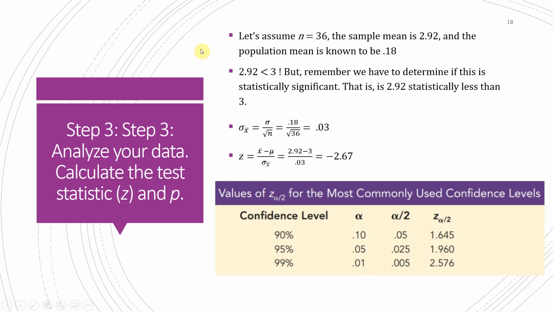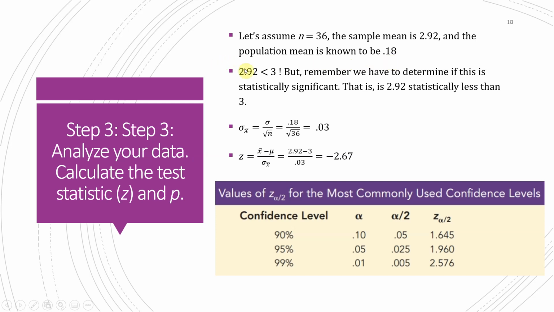So here's the data for step 3. Sorry, that's repetitive. You have to analyze your data. In analyzing our data, we're going to calculate two things, the test statistic and the p-value. Technically, both of them will provide us with enough information to make a decision in terms of rejecting the null or failing to reject the null. But the p-value gives us more information. We're going to calculate both of them because we actually need the test statistic z in this case to calculate the p-value. So let's assume we had a sample size n of 36, the sample mean is 2.92, and the population standard deviation is known to be 0.18.